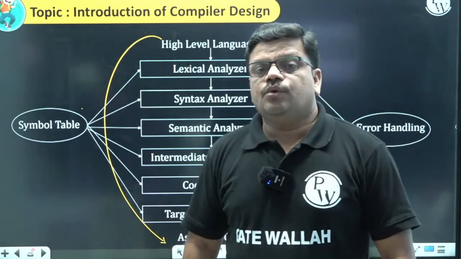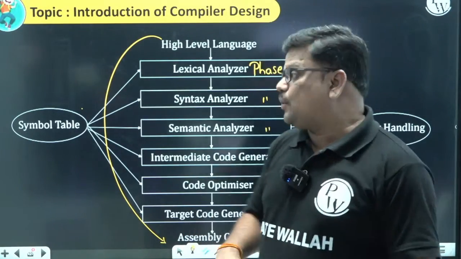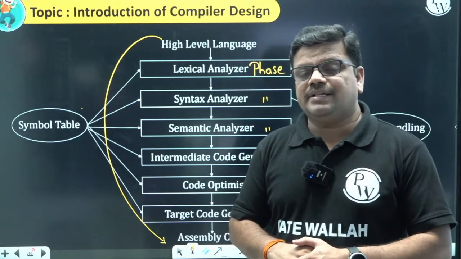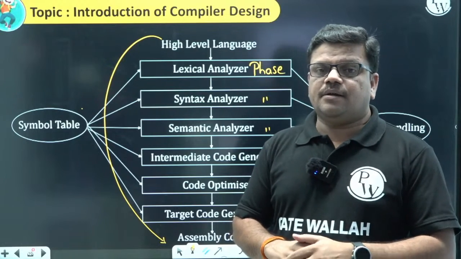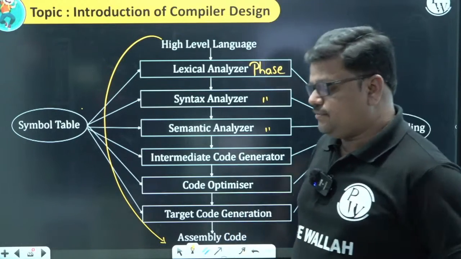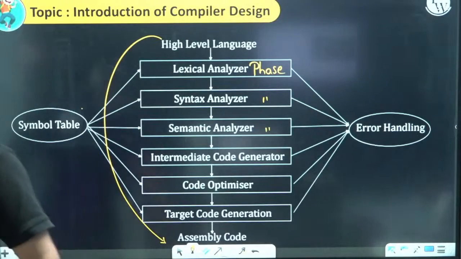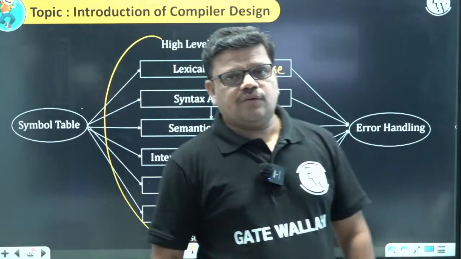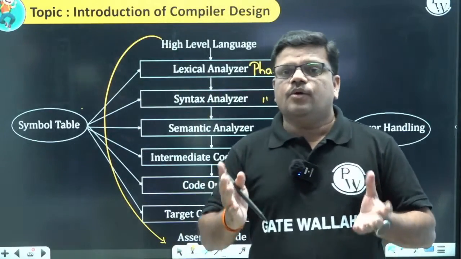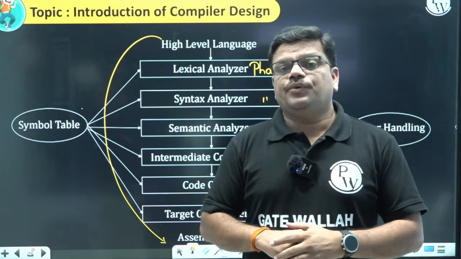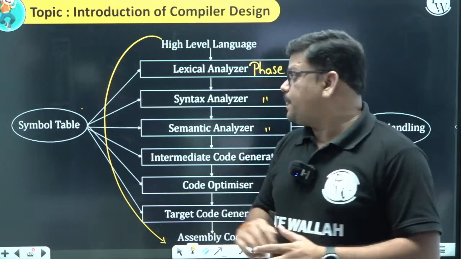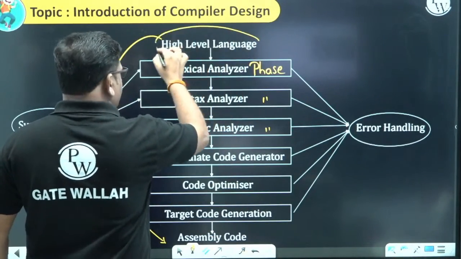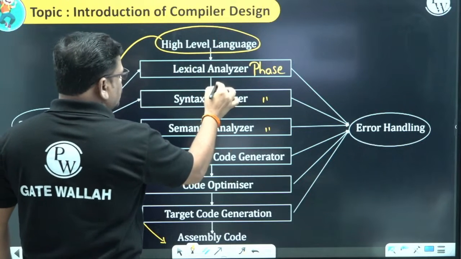Okay. So let me write the first program, the name of the first program: lexical analyzer, or lexical analysis phase. What is the task done by this program? Lexical analysis is a program, the first program of the compiler, which interacts with the high level language. So what this lexical analyzer will do is translate high level language into tokens.